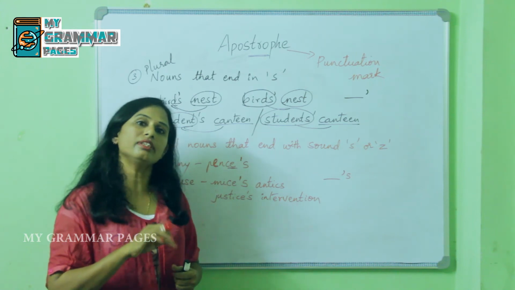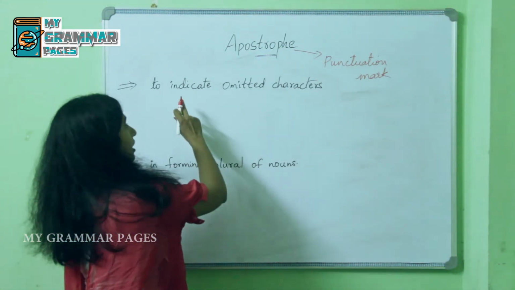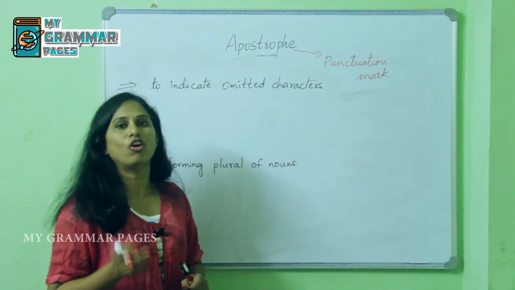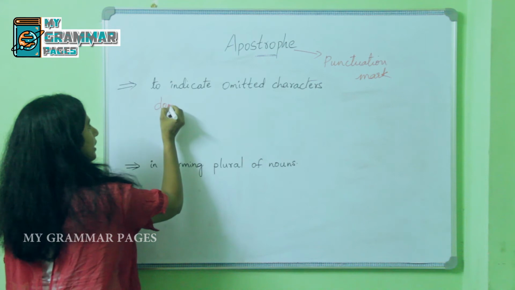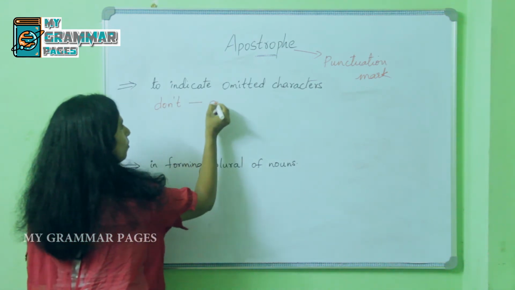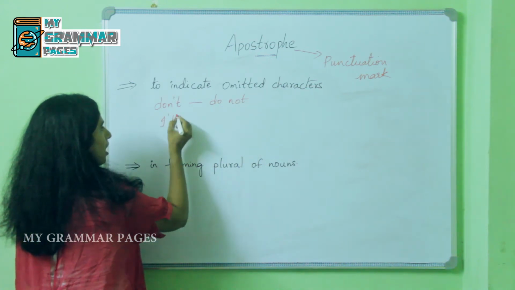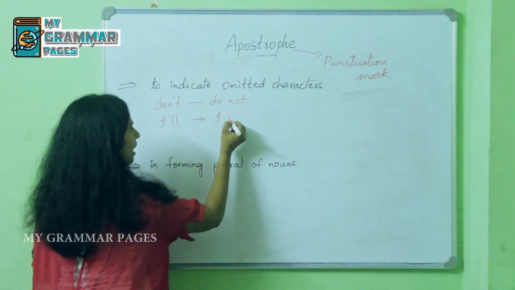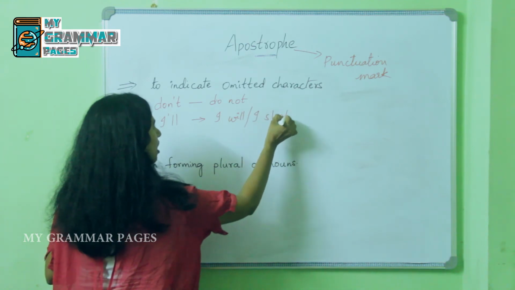Now the second thing is when an apostrophe can be put, in order to omit a few characters, either in the form of numbers or in the form of letters. Now comes the second usage, that is to indicate omitted characters in the form of numbers or letters. For example, take the word don't. Don't is the contracted form of do not. In the same way, I'll gives I will or I shall.